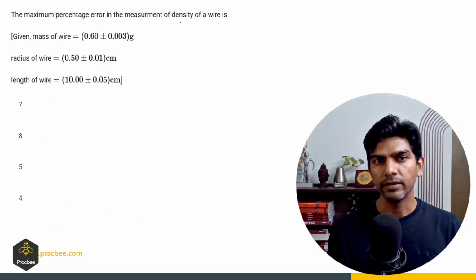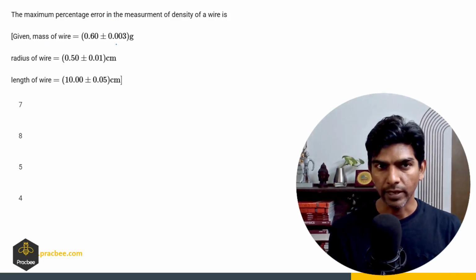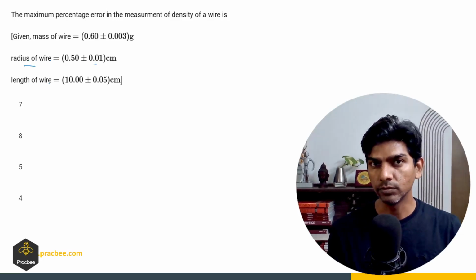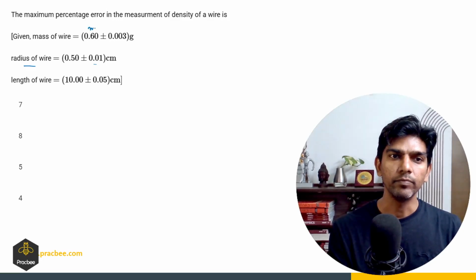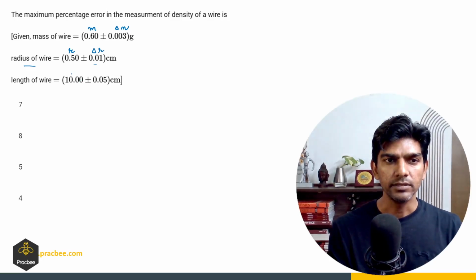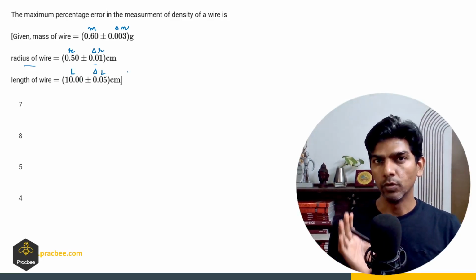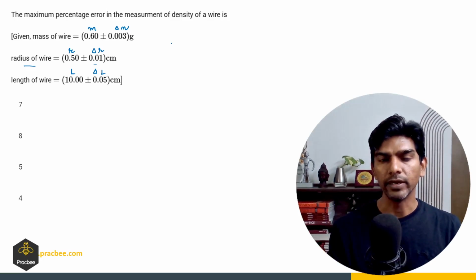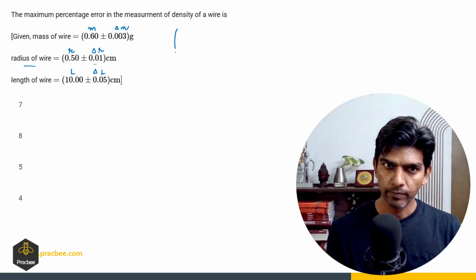Maximum percentage error in the measurement of the density of a wire is, we have given mass and the error in mass, we have given radius and the error is also given, we have given length of the wire and the error is also given. So this is m, this will be delta m, this is r, this will be delta r, this is L, and this is delta L. Now first of all we have to write down the formula of density of a wire, and here we're going to treat a wire like a cylinder.